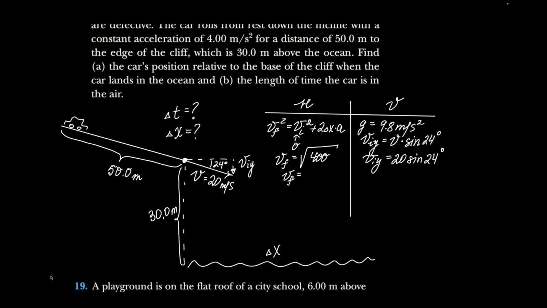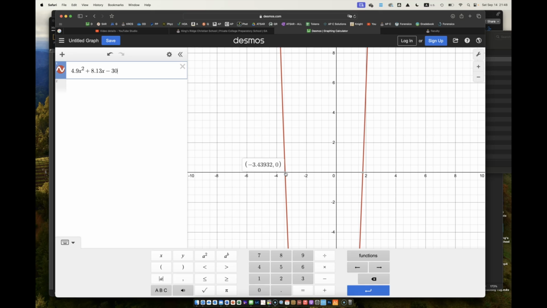That's 8.13 meters per second. Then I have change in y. That's the formula. I know that my change in y is 30. Again, I don't have to make it negative because I consider downward to be positive. So I have 8.13 times time, which we need to find, plus 4.9 times time squared. You go ahead and graph that. We have a negative answer, which will not make the cut, and we have 1.78. That is the time that we're going to use.